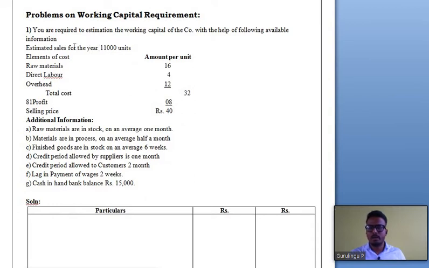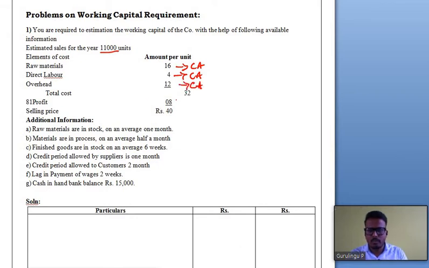Problems on working capital. The first problem I am solving. Here you need to identify the current assets and current liabilities. Let me mark the current assets and current liabilities given here. This is the number of units, which is very important to calculate the final amount. Next, raw material is considered as a current asset, and labor is also considered as a current asset under stock of raw material. Overhead is also considered as a current asset. As we assumed, the selling price and the profit should be ignored.